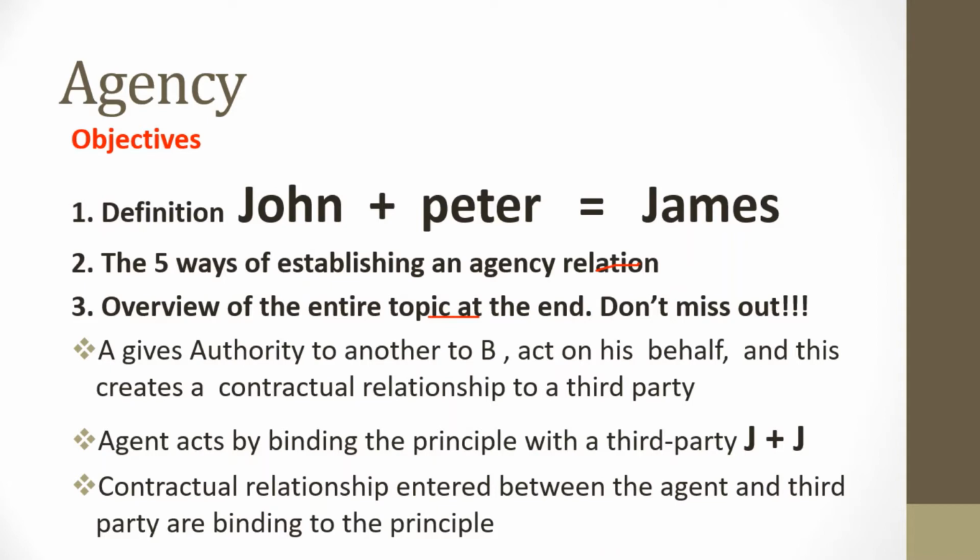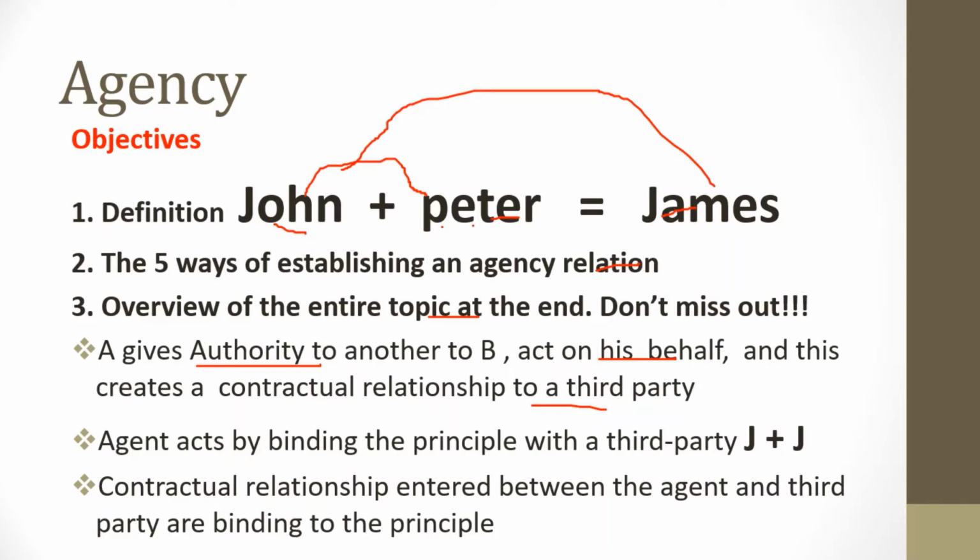Now, as far as this relationship is concerned, one person called the principal gives authority to another called the agent to act on his behalf, and this creates a contractual relationship to a third party. Using the example on your screen, if John is the principal and Peter is the agent, John gives authority to Peter to act on his behalf, and whatever transactions Peter enters into with a third party will create a contractual relationship between James and John.